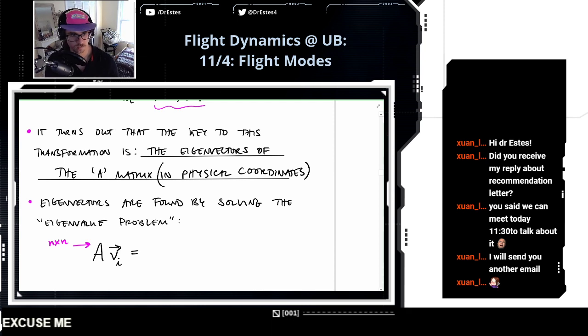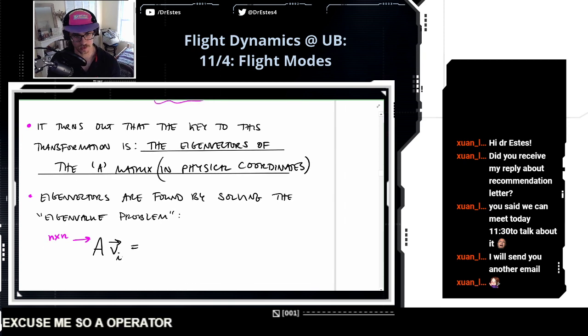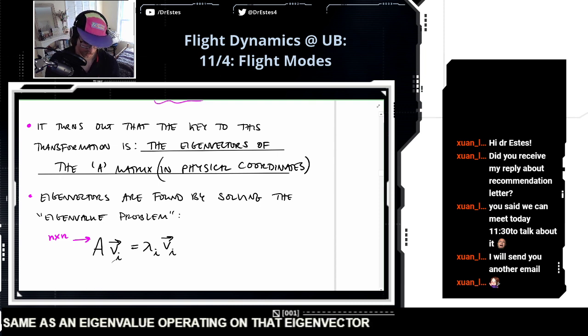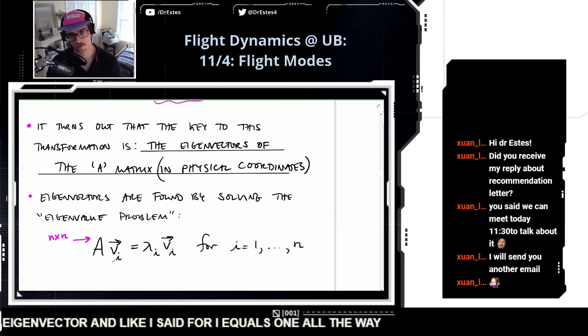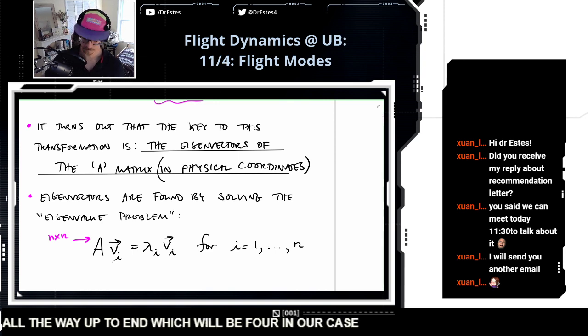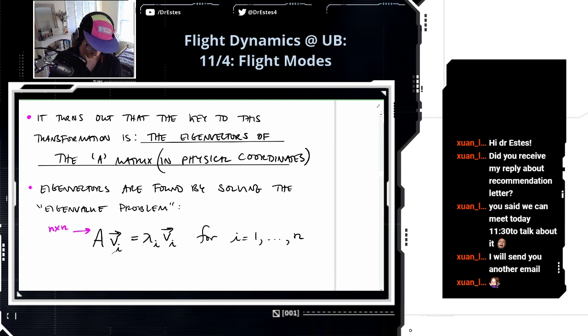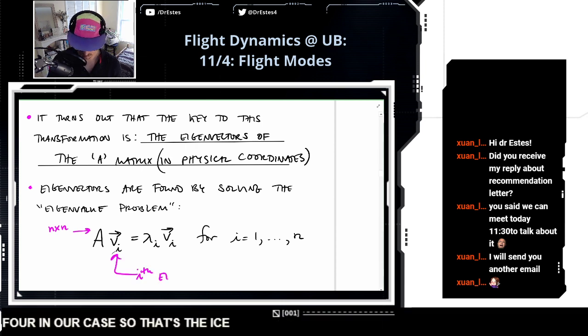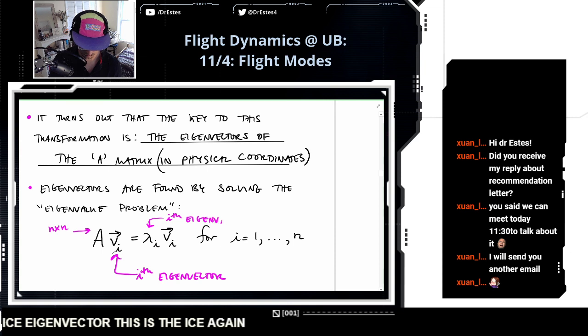So A operating on an eigenvector, and there's going to be n of those, would be the same as an eigenvalue operating on that eigenvector, for i equals 1 all the way up to n, which will be 4 in our case. So that's the ith eigenvector. This is the ith eigenvalue.